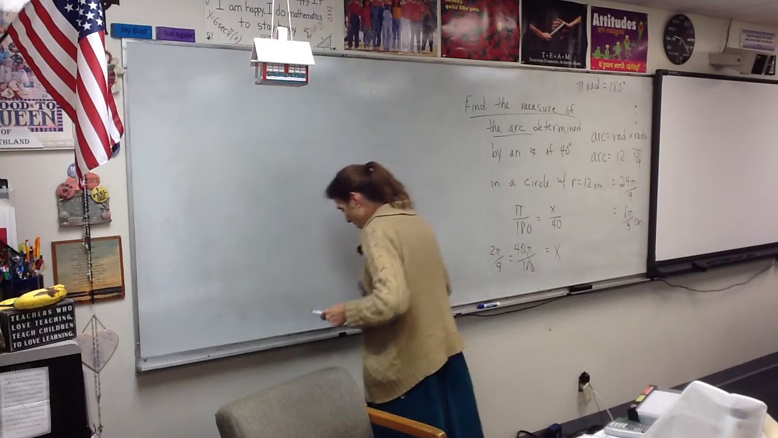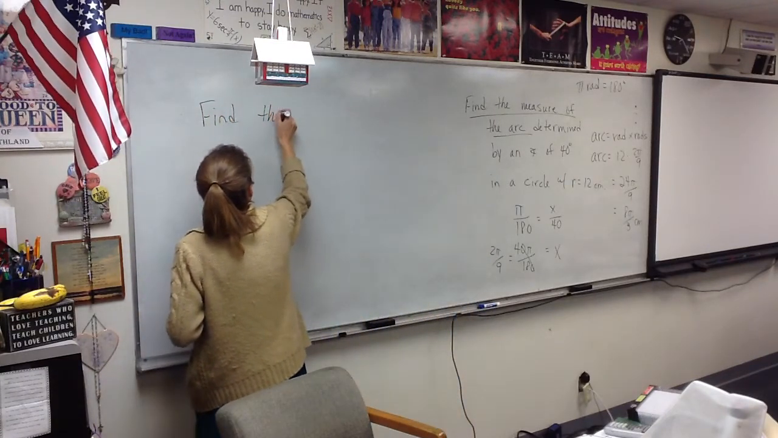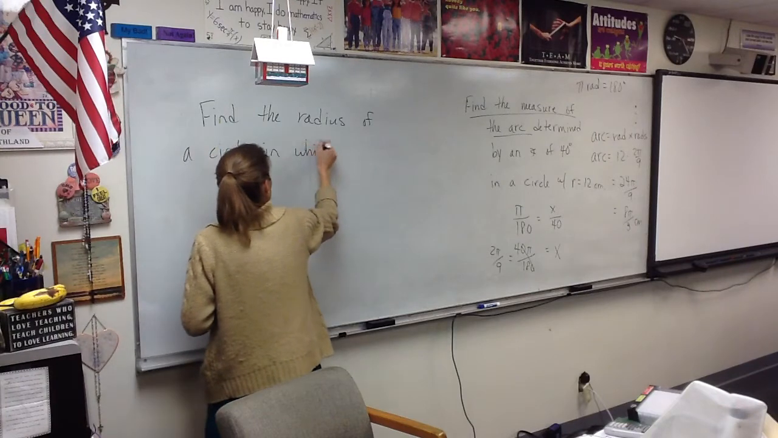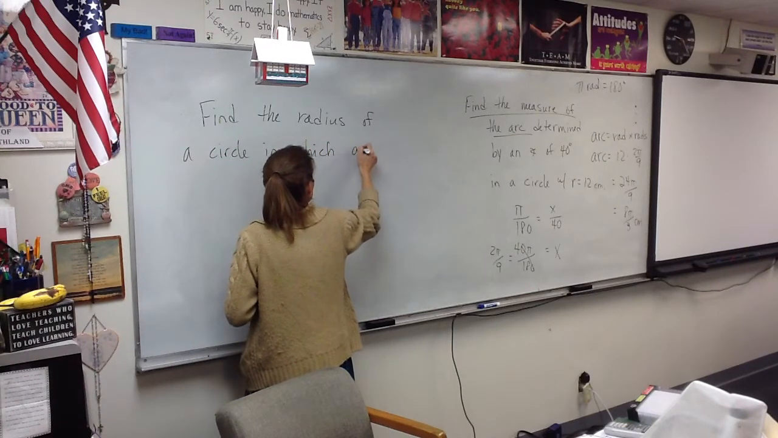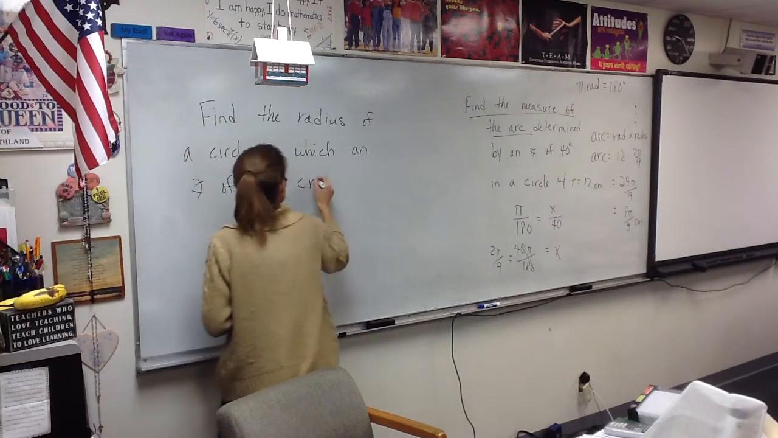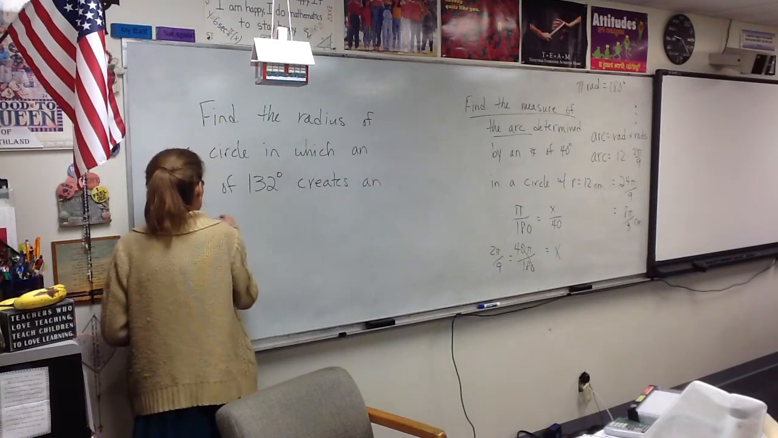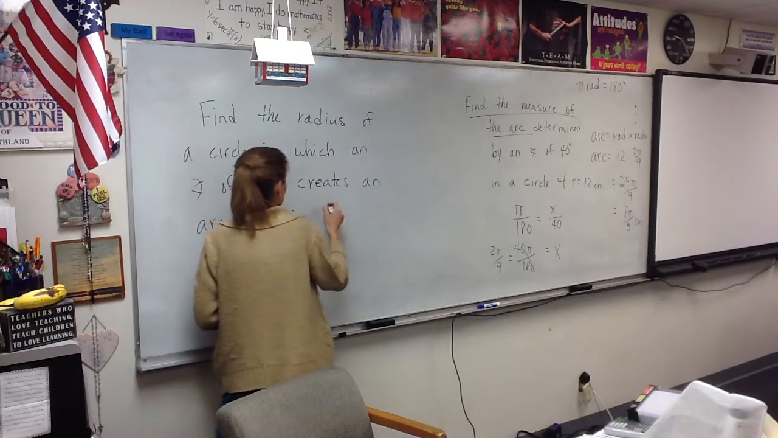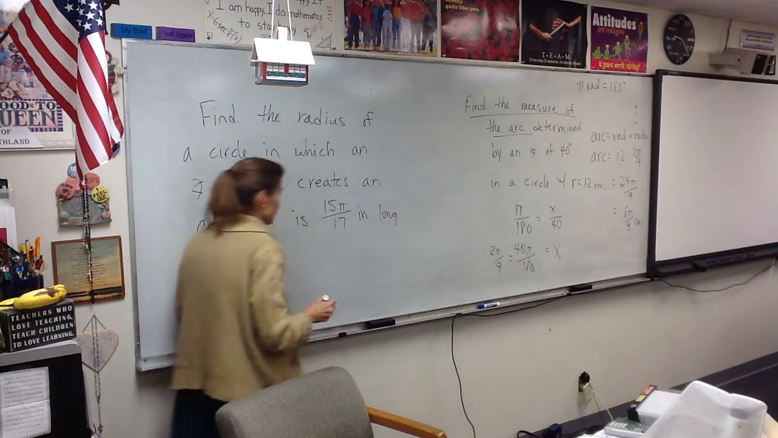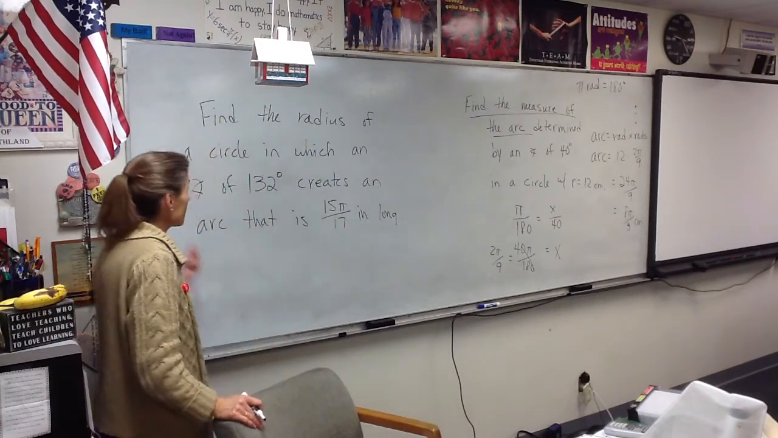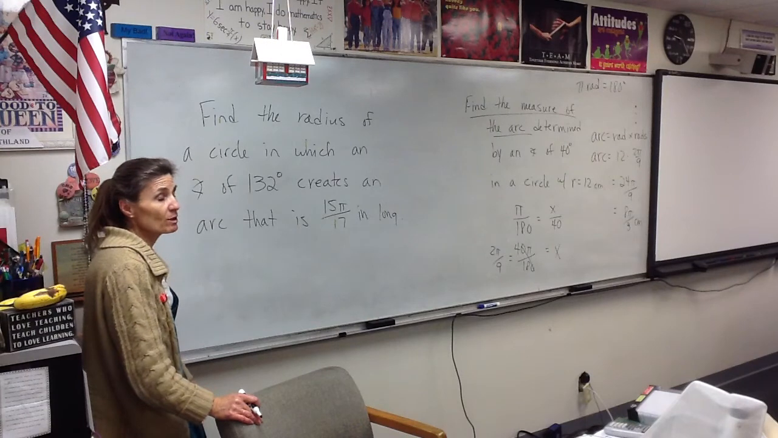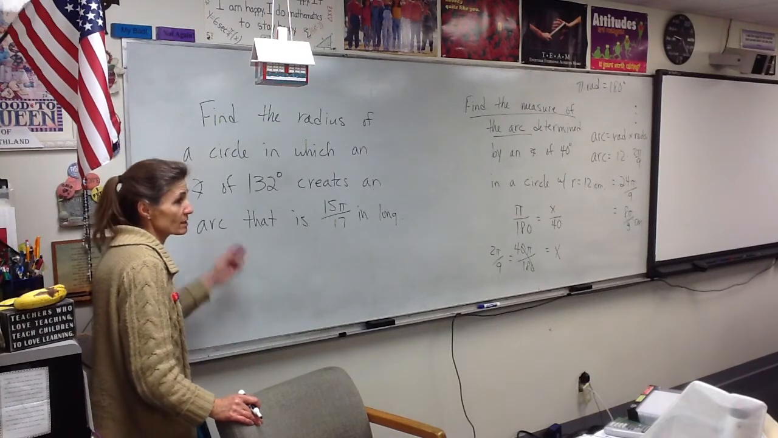Now, let's try another one. Let's find the radius of a circle in which an angle of 32 degrees, let's say 132 degrees, creates an arc that is 15 pi over 17 inches long. Now, I'm purposefully trying to mess up the numbers as much as possible, so that you get that this is so simple, that arithmetic is the only thing that's going to hold you back here. You can do this. This is easy.